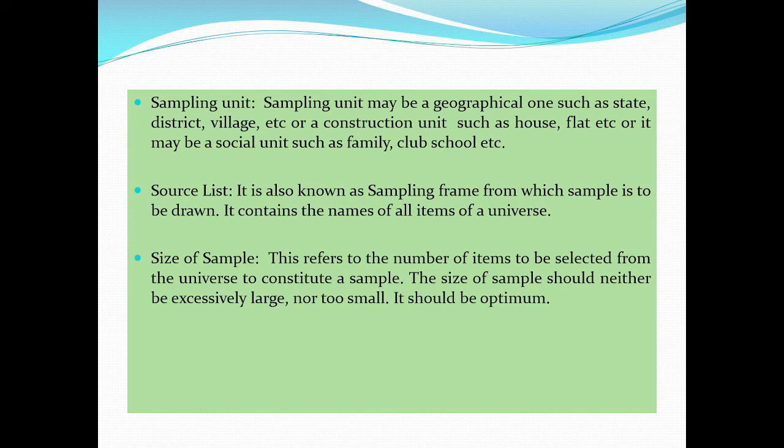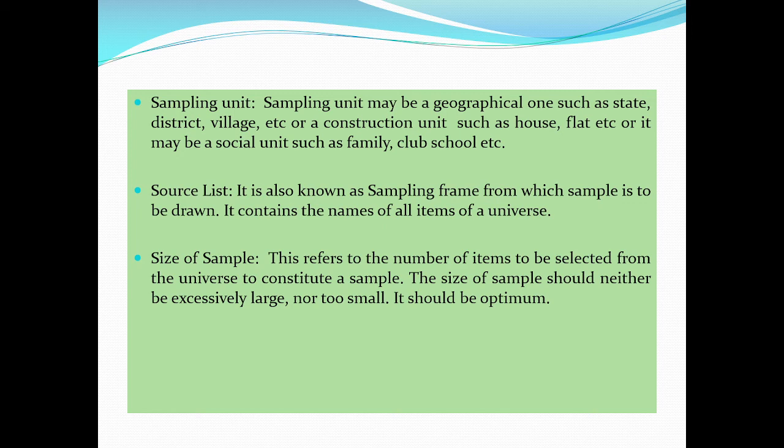Next is the source list. It is also known as sampling frame from which the sample is to be drawn. It contains the names of all items of the universe. So if the source list is not available, the researcher has to prepare it. And such a list should be comprehensive, correct, reliable and appropriate. And it is extremely important for the source list to be as representative of the population as possible.